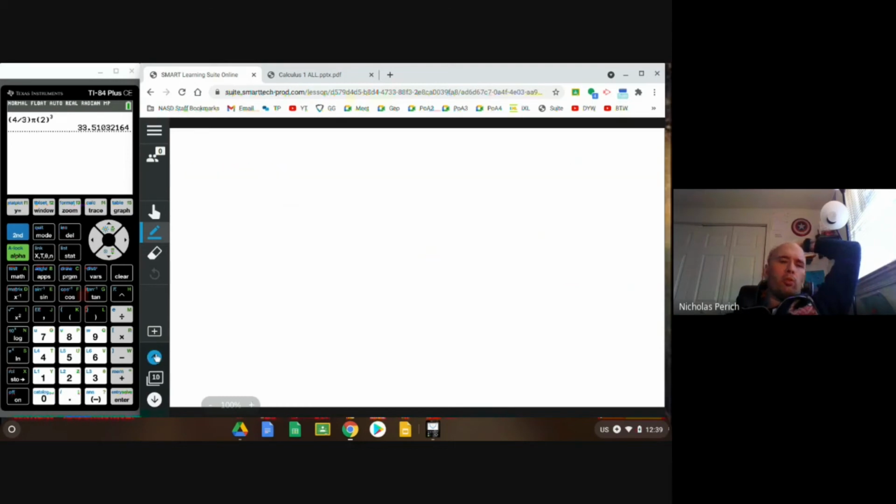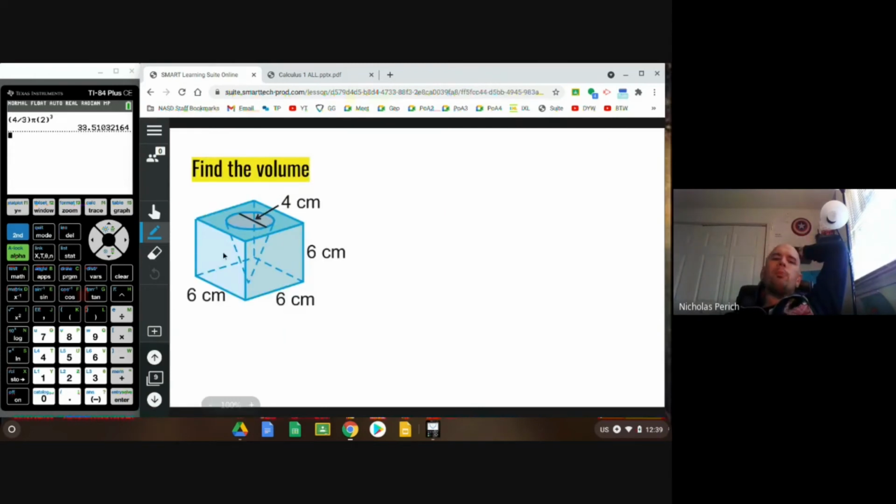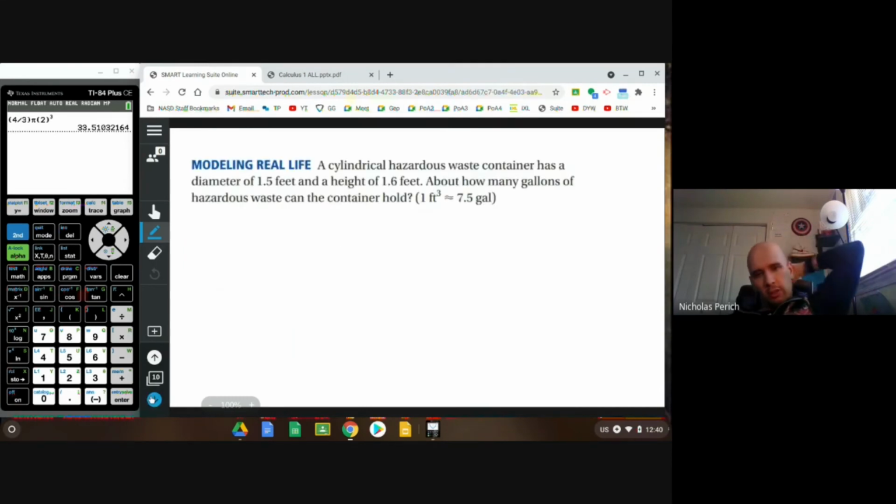Let's skip to this word problem. By the way, if you're just dying to see what we're skipping, you have a cube and you subtract out the cone because you're pulling a cone out. So you would subtract the cone out. We're going to skip that one.